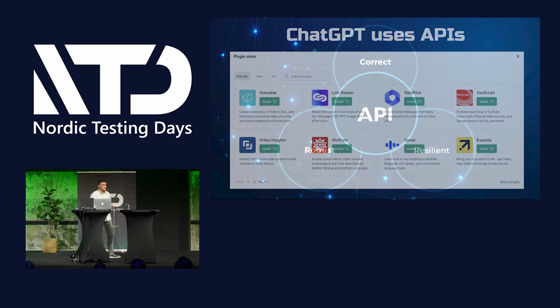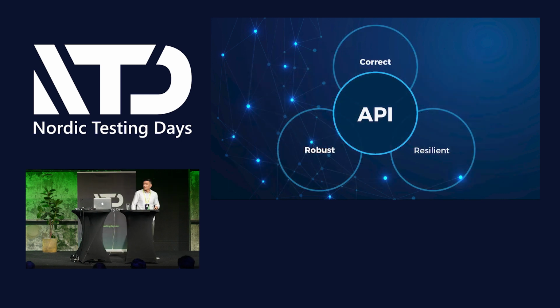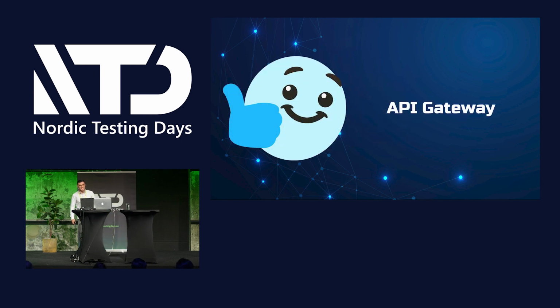And next question to everybody: how do we achieve successful APIs? If you want successful APIs, you need to follow these so-called indicators. An API should be correct, resilient and robust. How do we achieve this? By testing? By developing great applications and great APIs, or by using an API gateway.